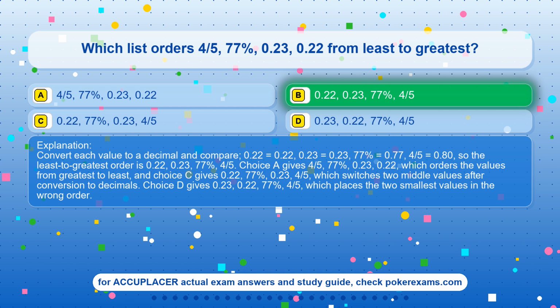Choice A gives 4/5, 77%, 0.23, 0.22, which orders the values from greatest to least, and choice C gives 0.22, 77%, 0.23, 4/5, which switches two middle values after conversion to decimals. Choice D gives 0.23, 0.22, 77%, 4/5, which places the two smallest values in the wrong order.